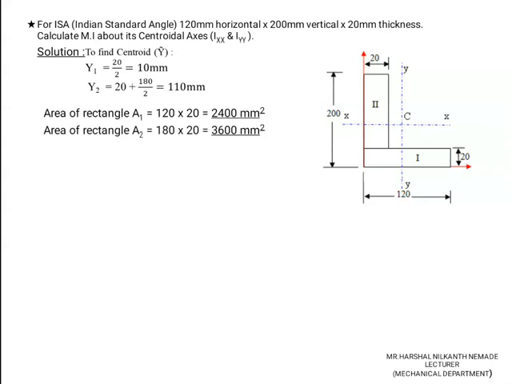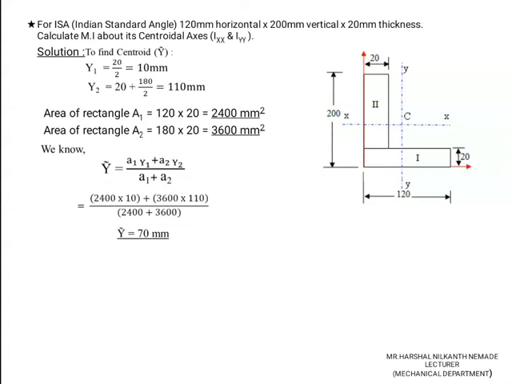Area of rectangle A1 is equal to 120 into 20, is equal to 2400 mm square. Area of rectangle A2 is equal to 180 into 20, is equal to 3600 mm square. We know the formula y bar is equal to A1y1 plus A2y2 divided by A1 plus A2. So substituting the values, I will get y bar is equal to 70 mm.